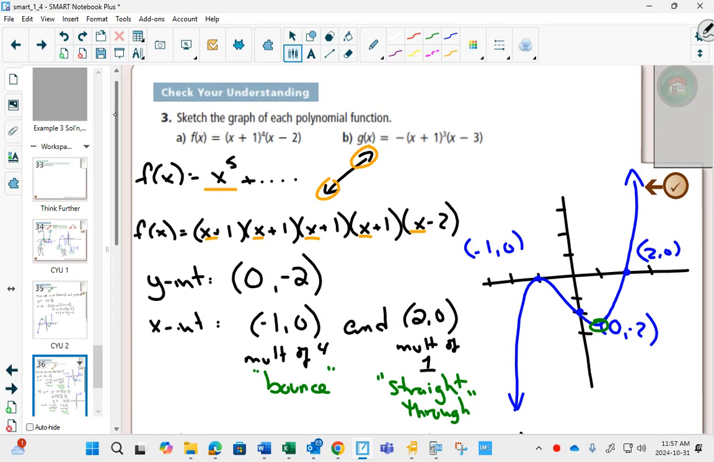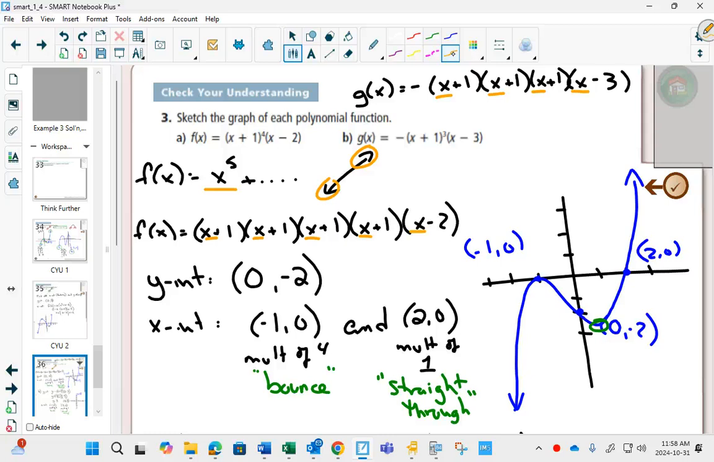Okay? This one too, just do it up here, g of x equals negative x plus 1, x plus 1, x plus 1, x minus 3. Here are all my first terms. Can you see that you're going to have an x to the 4? But with that negative out in front, it would be a negative x to the 4. So my end behavior starts at the bottom, ends at the bottom.